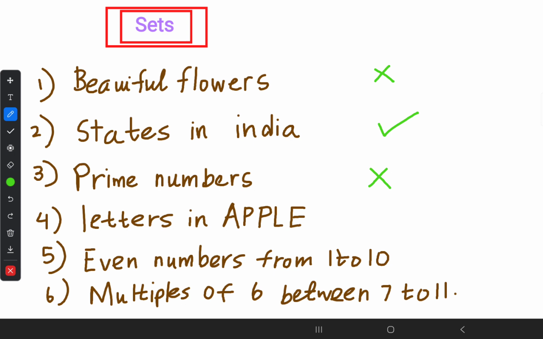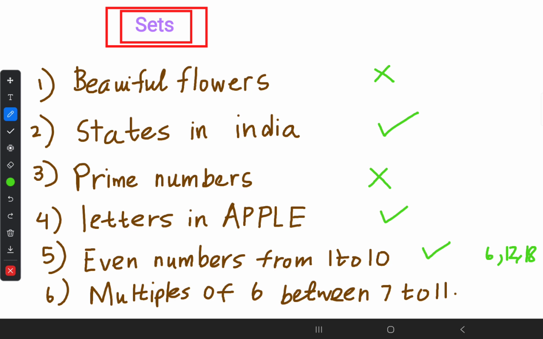Letters in apple, A, P, L, E. So that is the limited one. Even numbers from 1 to 10, yes, we can write. What are the even numbers between 1 to 10? 2, 4, 6, 8, 10. And a multiple of 6 between 7 to 11. Multiple of 6 means 6, 12, 18, the multiples of 6. But between 7 to 11, think about it. 7, 8, 9, 10, 11.